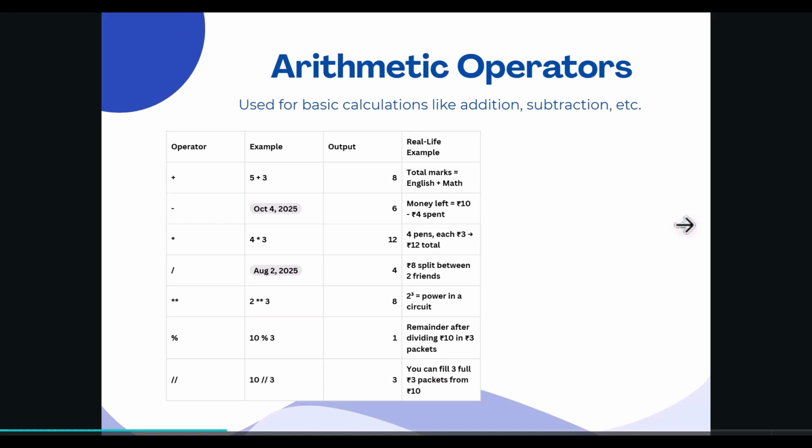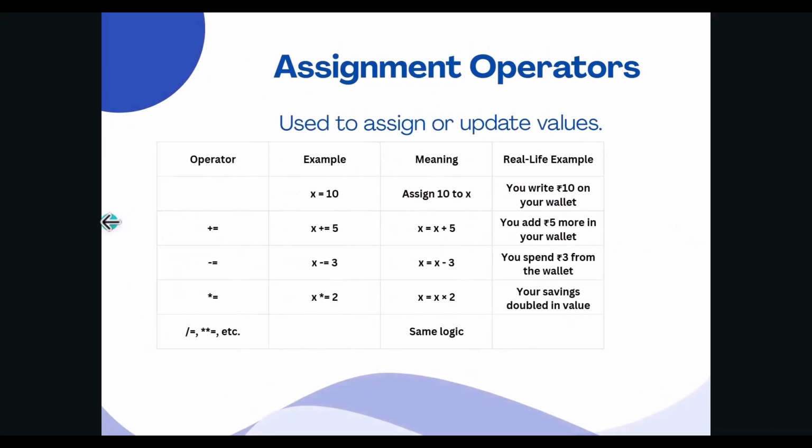Next one is assignment operator. These are used to store or update the values in variables. So the assignment operator symbol is equal to, for assigning values. Then for adding to an existing value, there are symbols like plus equal to, minus equal to, multiply equal to. So these are the symbols of the assignment operator. It is actually used for updating the data.